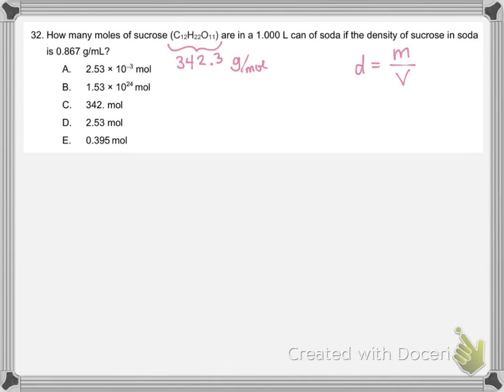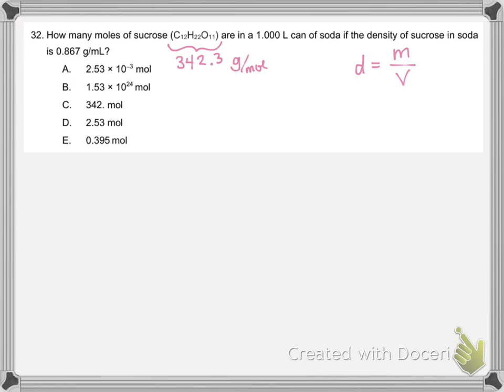For question 32, trying to figure out how many moles of sucrose are in a 1 liter can of soda given a density. When we use density, we're going to have grams, but we're trying to figure out moles. Whenever we're moving from the region of mass to moles, we need that molecular weight. And so I've gone ahead and already written that down.